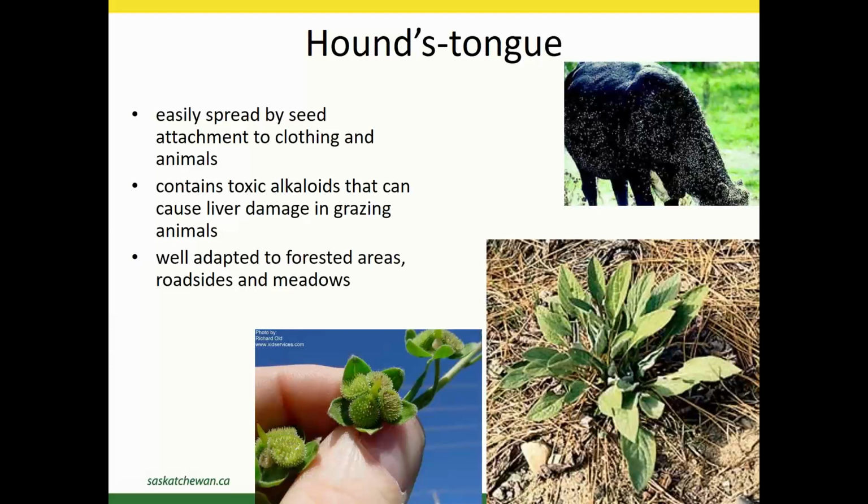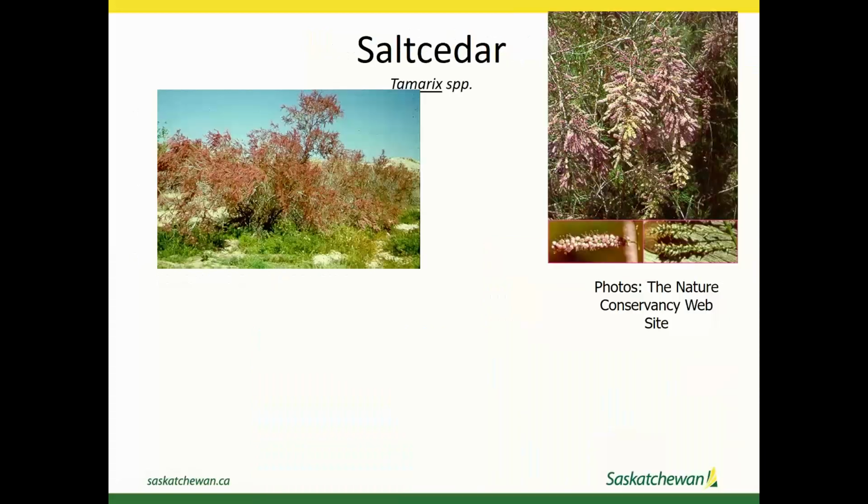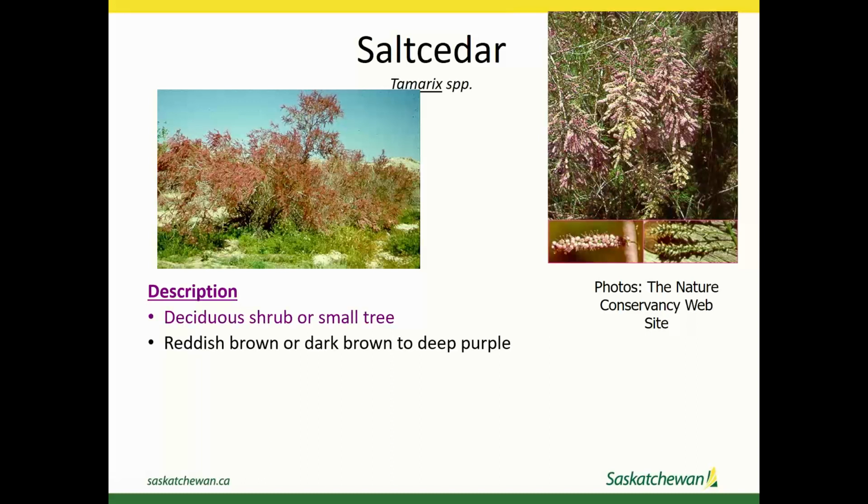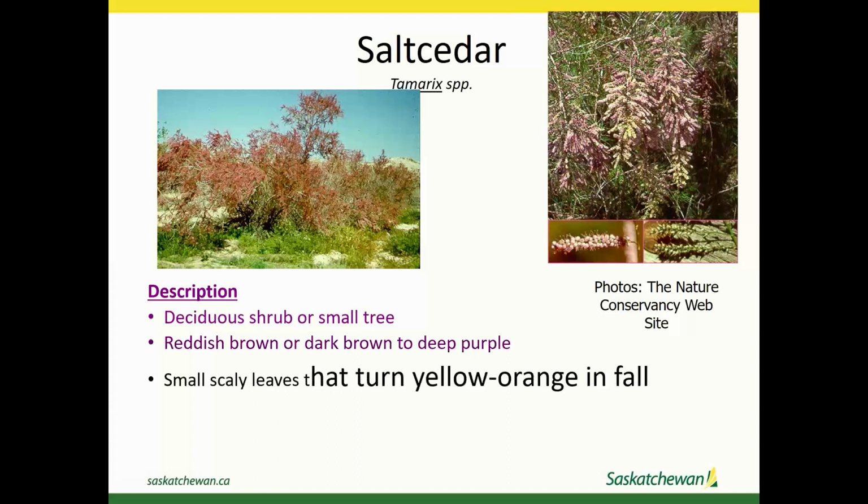It's also a toxic plant that can cause problems in livestock. Another woody plant, salt cedar. Salt cedar is a broadleaf shrub or small tree. It's got reddish brown or dark brown to deep purple bark to it. And it has small scaly leaves that turn yellow-orange in the fall. So that plant at the top there, that's its fall coloration.